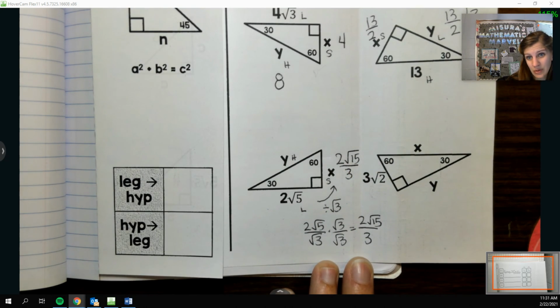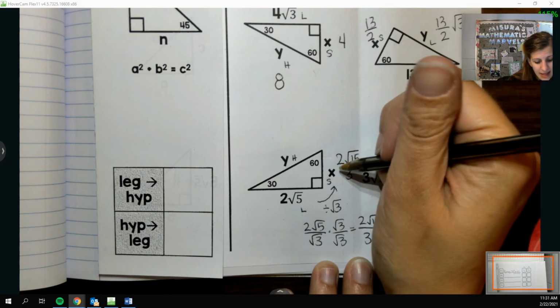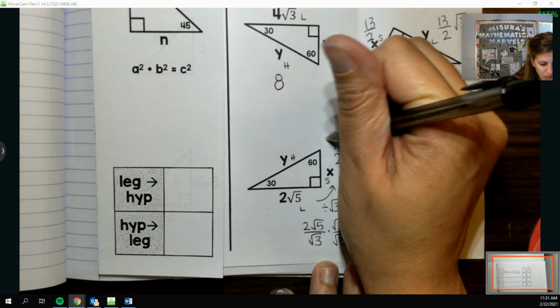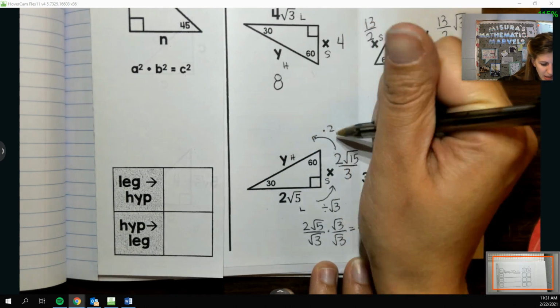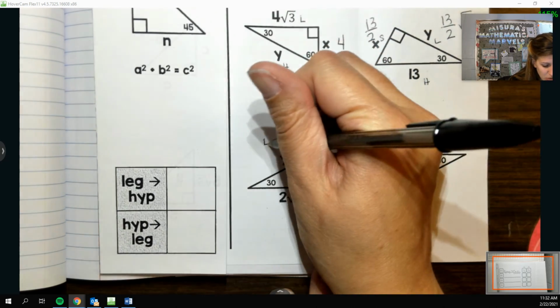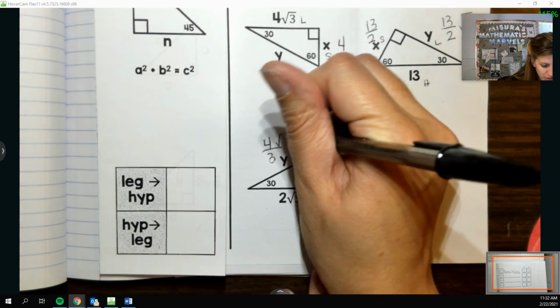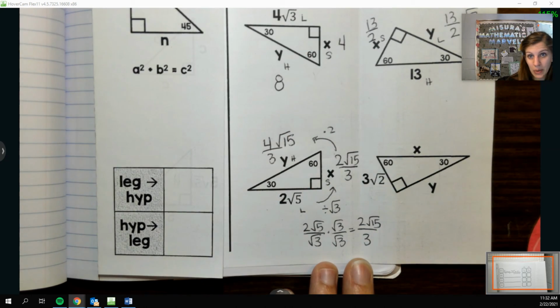So 2/3 root 15. And then when I go from short to hypotenuse, I want to double it, so I just times by 2. So 4 over 3 root 15. Super yuck.